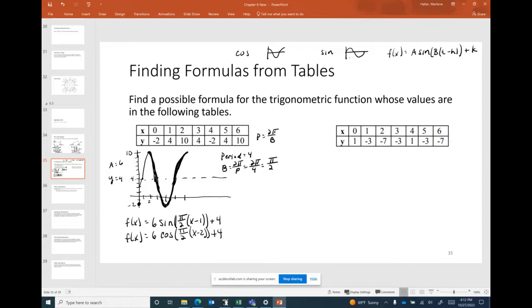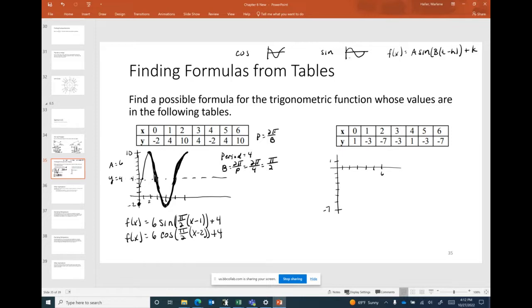All right, should we try it one more time? Let's try one more real quick. This one oscillates between 1 and -7, right? So if I draw my graph here, it's going to look something like that, where 1 would be there. We'll say -7 is down there. We're going from 0 to 6: 1, 2, 3, 4, 5, 6. 6 is over there.